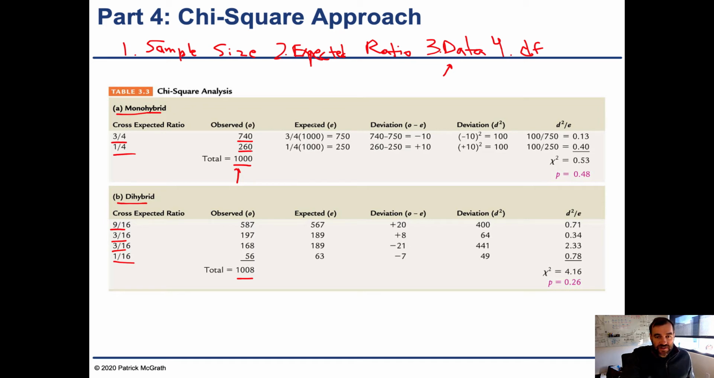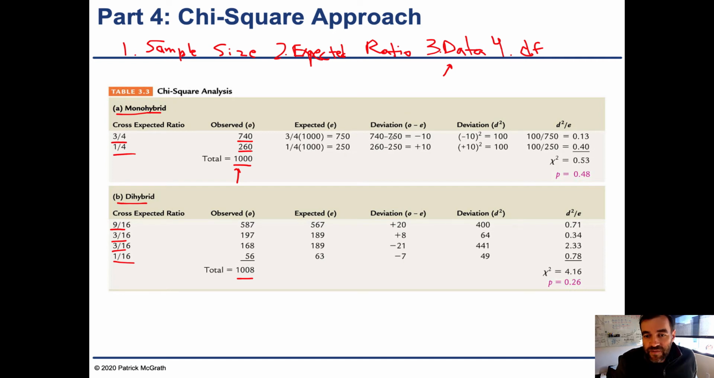What is our expected value? Our expected value is just 3/4 times our total. So 3/4 times 1,000 is equal to 750. And then how many do we expect to have the recessive? 250. So now we've listed the actual data in this column, and we listed the expected data in this column.